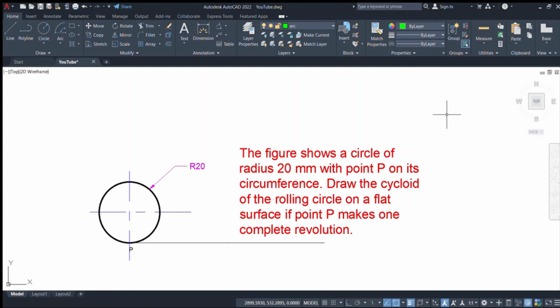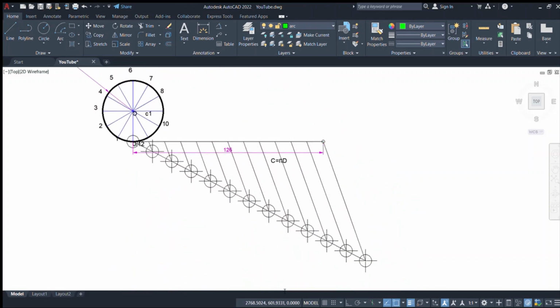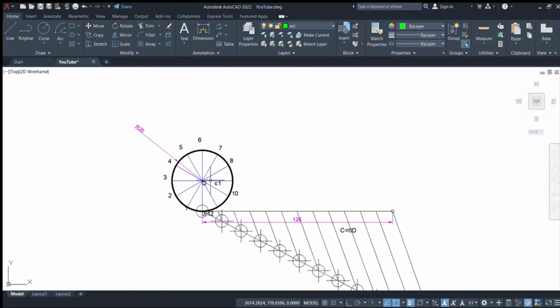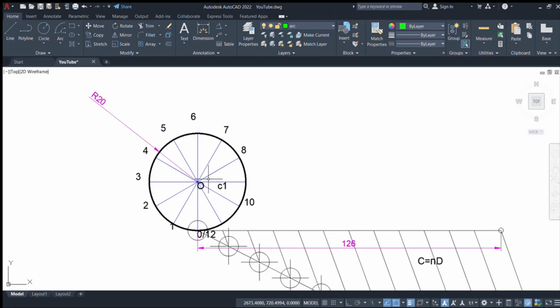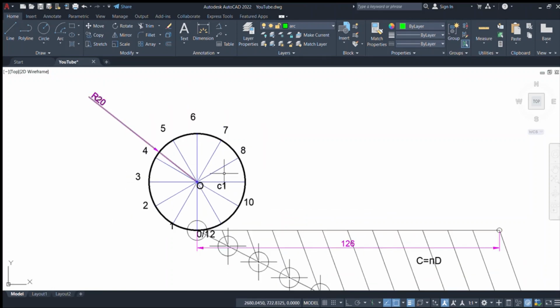Welcome. In this video, I'm going to draw a cycloid of the rolling circle on a flat surface for one complete revolution, and also I'll draw a tangent and normal to that cycloid. Let's start. The first thing, draw the circle with a radius of 20.